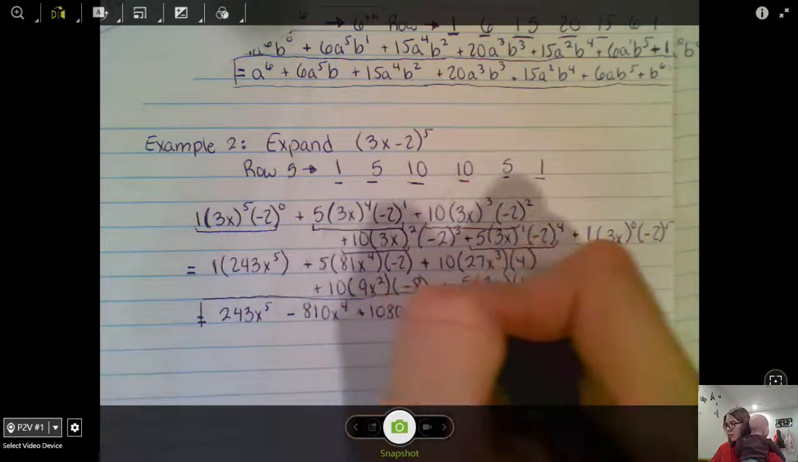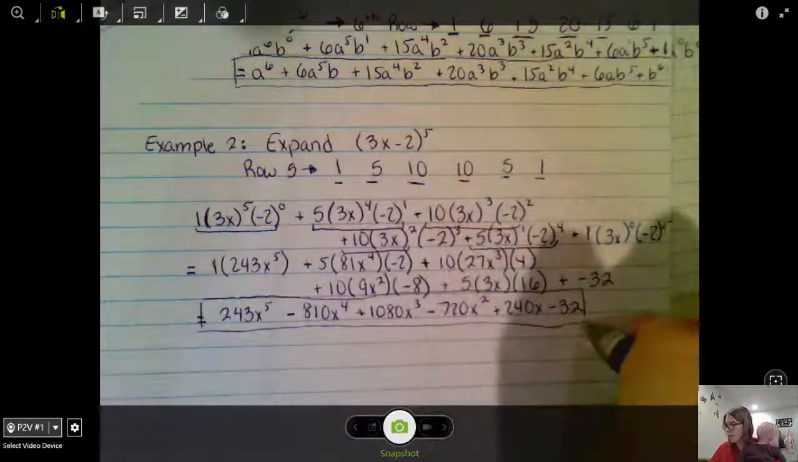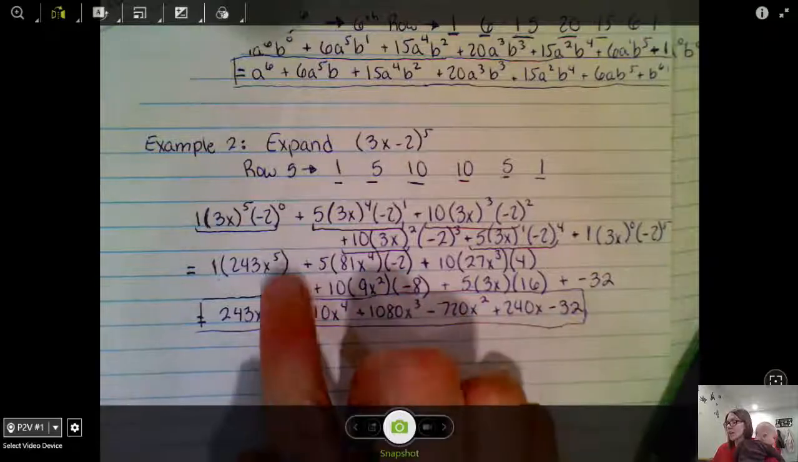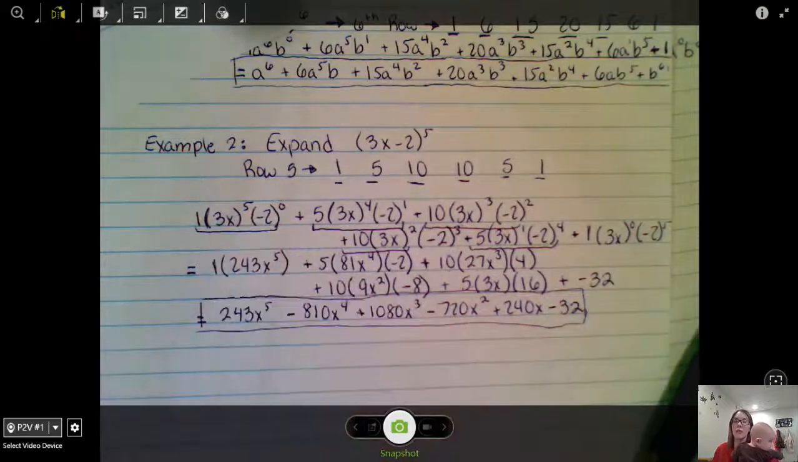Just be really, really careful, remembering your order of operations, and remembering to actually take, like in this case, the 3x to the fifth power. Remember to take that 3 to the fifth, and you'll be okay.